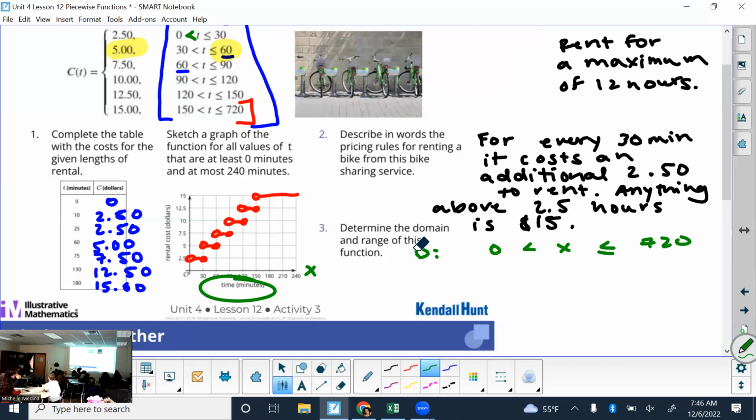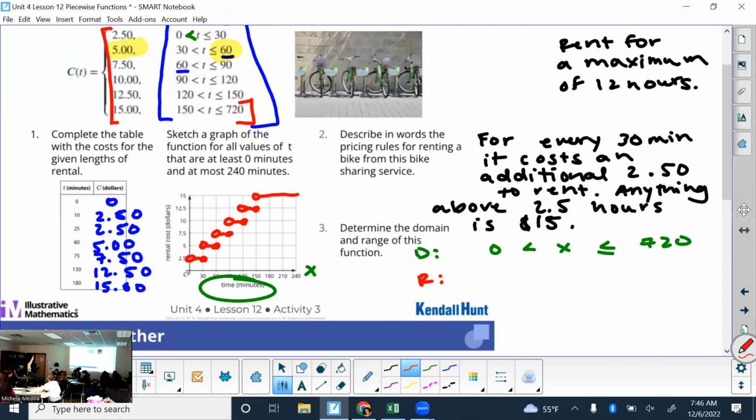Now, table 3, what is my range representing? The Y. Which is what in this one? The cost in dollars. So are there any restrictions on that? What is my range going to be? Well, it's $2.50, $5, $7.50, $10, $12.50, $15. Okay, I agree. Is it anything in between that? Like, could it be $3? No. So how do I list it when it's just those numbers and those numbers only, Daniel?